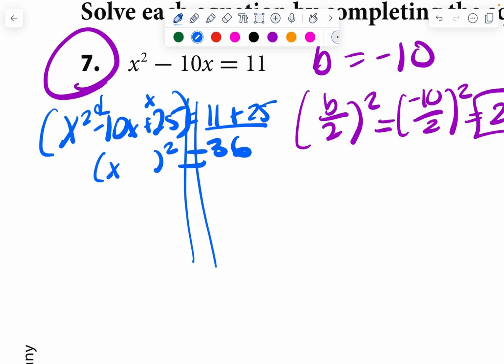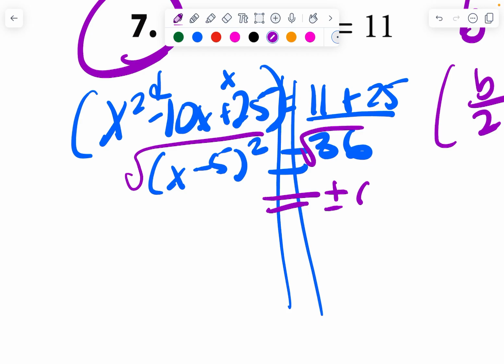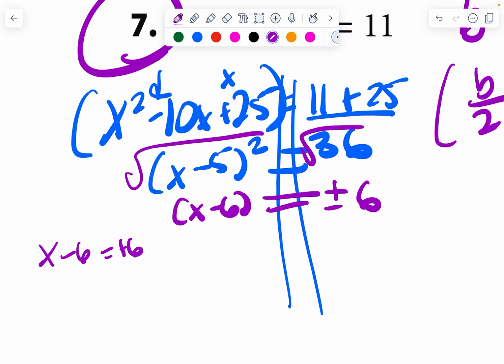Clean that up a little bit. So then how do I undo a square? I have to take the square root. So I have to take the square root of the left, square root of the right, and I get 2 answers, plus or minus 6. And then I have x minus 6. So once I get here, I have to split this into 2 pieces. So I have to say x minus 6 equals positive 6. Then I have to say x minus 6 equals negative 6.